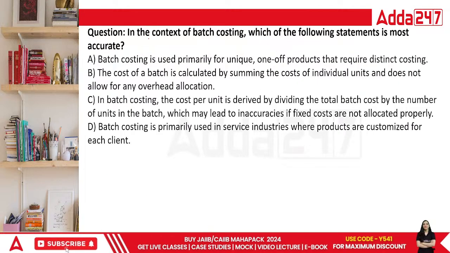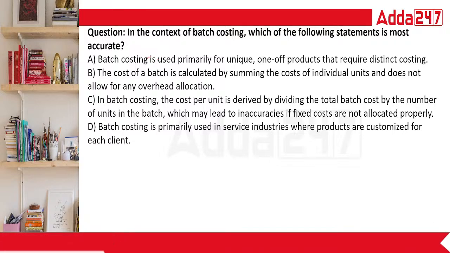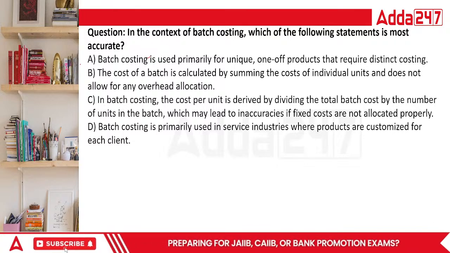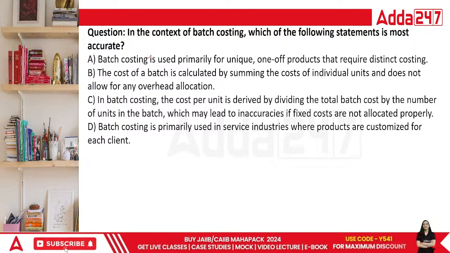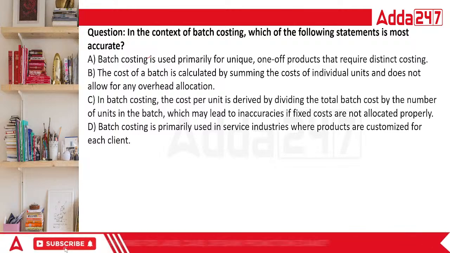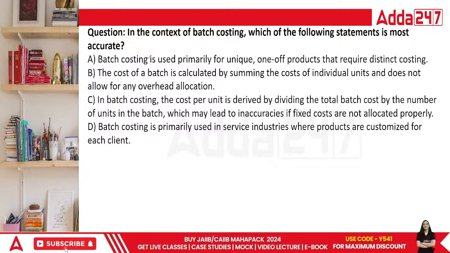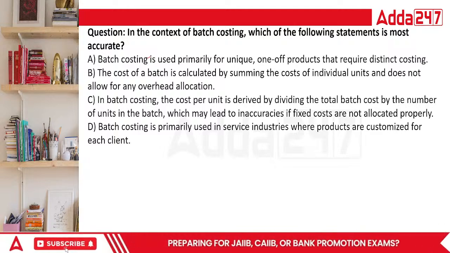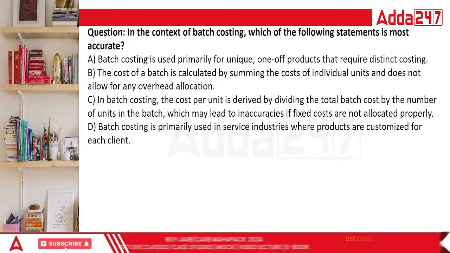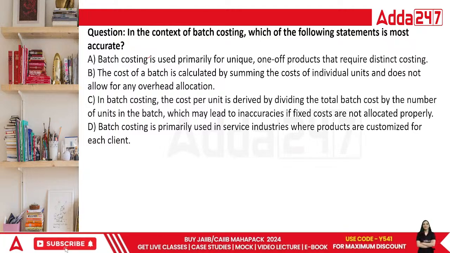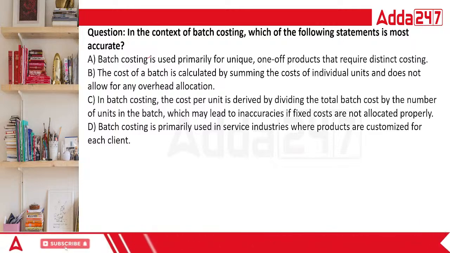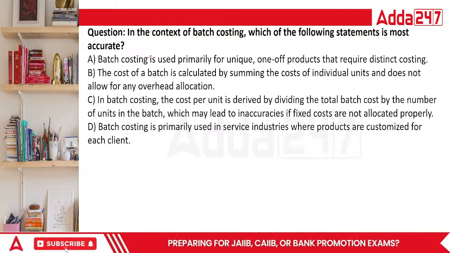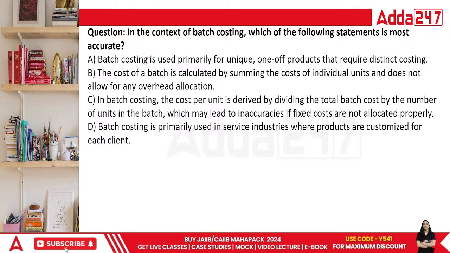Which of the following, in the context of batch costing, is most accurately correct? Batch costing is usually primarily for unique one-off products. The cost of batch costing is summing up the costs of the individual units and does not allow for any overall allocation. In batch costing, the cost per unit is derived by dividing.